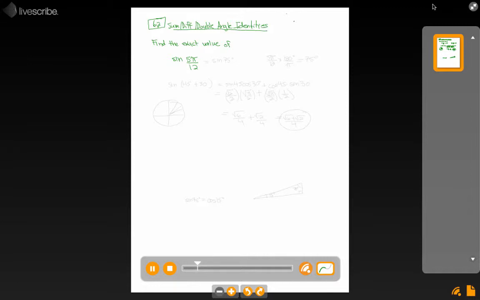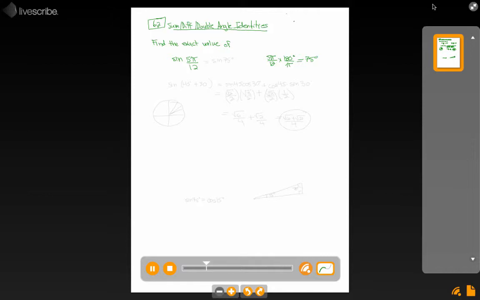It might be more useful for you to say right away, let's change that into degrees and say 5 pi over 12 times 180 degrees for every pi radians equals 75 degrees. Now that's a lot easier to picture for most people.